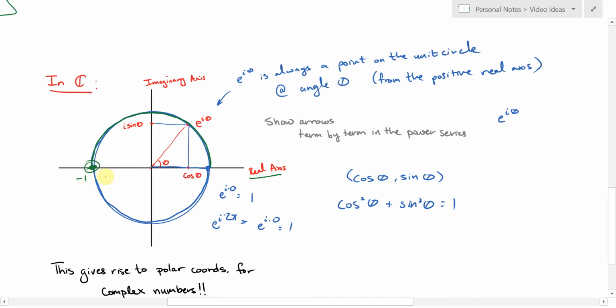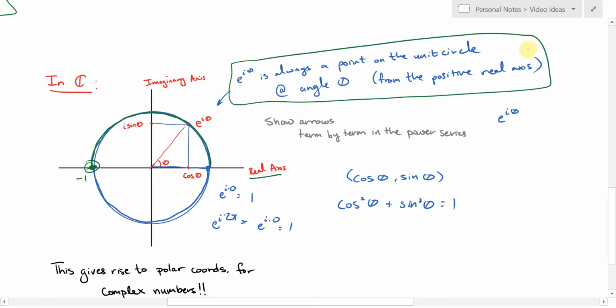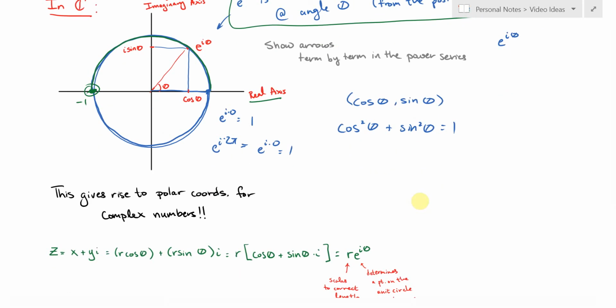Right? -1 plus 0i, there's no imaginary component there. So e to the i theta, this remark right here is probably really the whole point of this entire video, and is the most important point that you should walk away with. e to the i theta is a point on the unit circle, and it's an angle of theta. Okay? So now this gives rise to a nice polar coordinates for complex numbers.